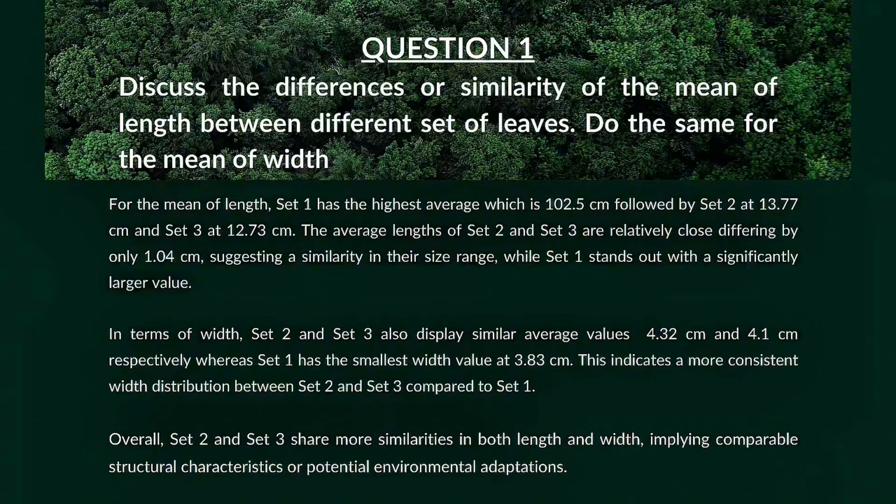The average lengths of set 2 and set 3 are relatively close, differing by only 1.04 cm, suggesting a similarity in their size range, while set 1 stands out with a significantly larger value. Then, in terms of width, set 2 and set 3 also display similar average values, which are 4.32 cm and 4.1 cm respectively, whereas set 1 has the smallest width value at 3.83 cm. This indicates a more consistent width distribution between set 2 and set 3 compared to set 1. Overall, set 2 and set 3 share more similarities in both length and width, implying comparable structural characteristics or potential environment adaptations.